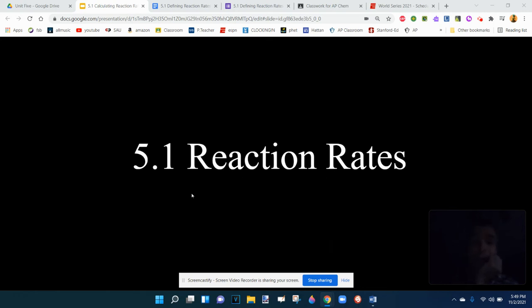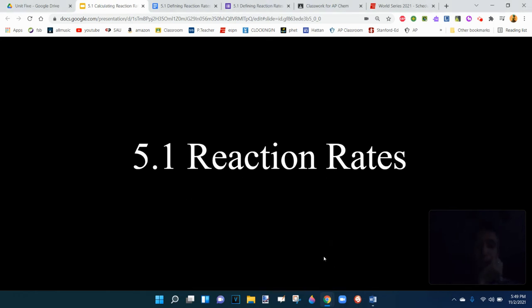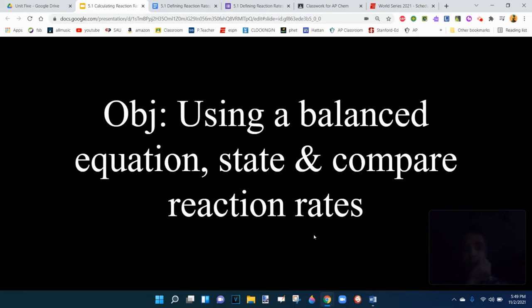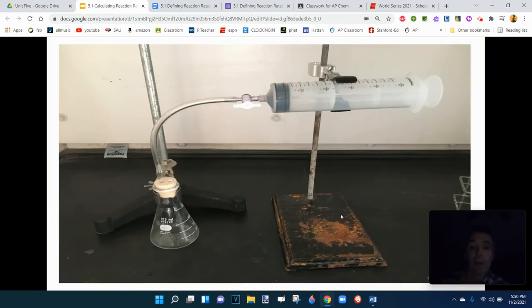Okay, this is for topic 5.1, reaction rates, and our objective is we want to be able to use a balanced equation to state our reaction rates. Now, one thing to consider is that these rates come from experiments where you'd have to measure how concentration changes over time.